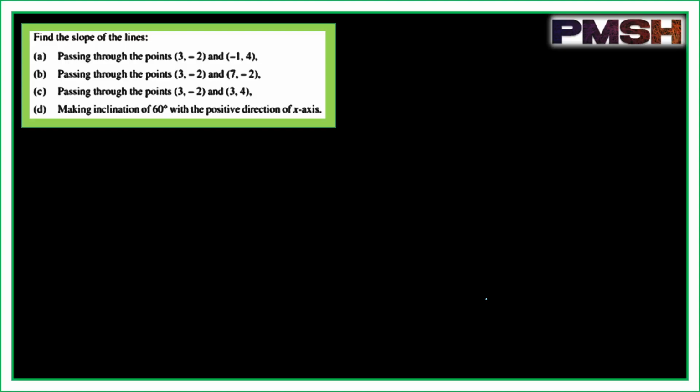The question is find the slope of the line. Okay. Out of this, I will do any two questions and the rest of the questions you can do on your own. Okay. So first I will do the A question. Find slope of the line. The line is passing through the points 3 comma minus 2 and minus 1 comma 4. Okay, so here 2 points on the line are given.